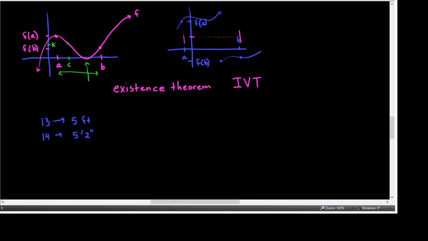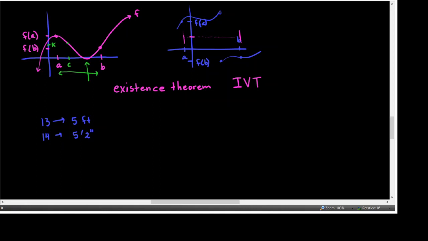Isn't it necessary that for any height between 5 feet and 5'2", sometime between her 13th and 14th birthday, she was, for example, 5'1" or 5 foot half an inch, 5 foot 3/4 of an inch, anything between 5 feet and 5'2", if you pick that number, she had to be that height at some point in time between her 13th and 14th birthday. Okay, so that means that she has to have been 5'1", for example, at some point in that 13th birthday to 14th birthday year.